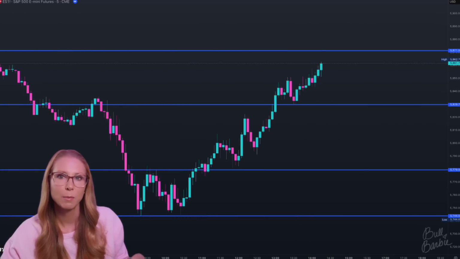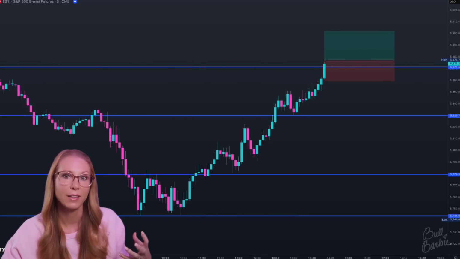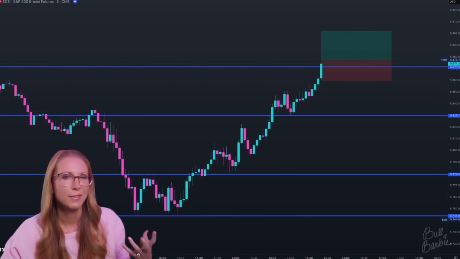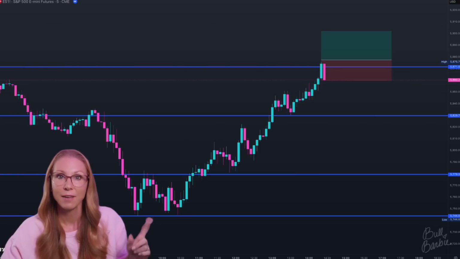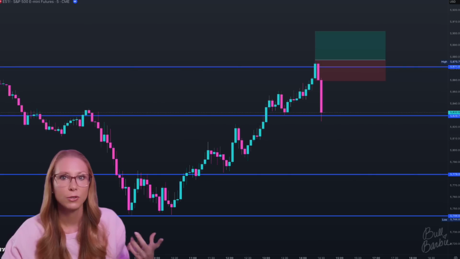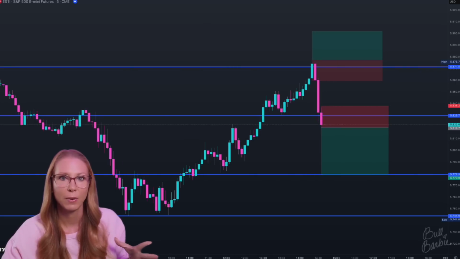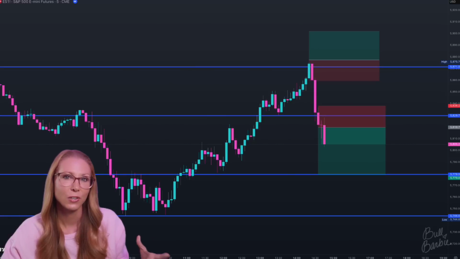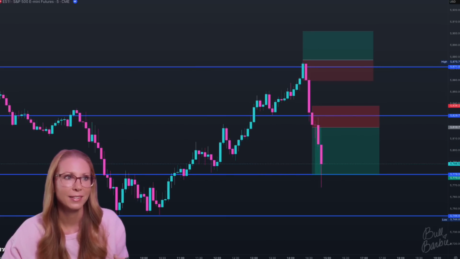Okay, here's an example where we get a break that fails, so we never would have gotten in. After the fail, though, price breaks out in the other direction, giving us a brand new entry. We can enter on the momentum candle and off we go.